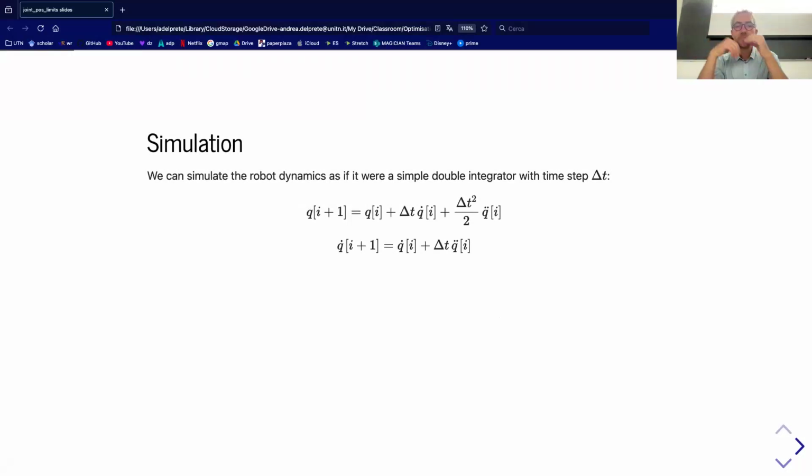Okay, so basically here I'm repeating myself. I'm going to do some numerical tests to show you why this approach doesn't work. In this numerical test, I'm going to simulate the robot as if it was a simple double integrator. So I'm setting the joint accelerations, and I'm integrating them twice to get the new joint positions, and I'm integrating them once to get the new joint velocities. This is basically the math that is implemented inside the simulator. It's very simple.